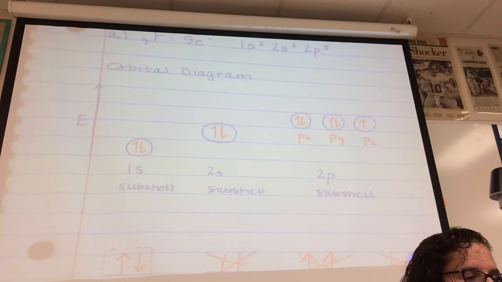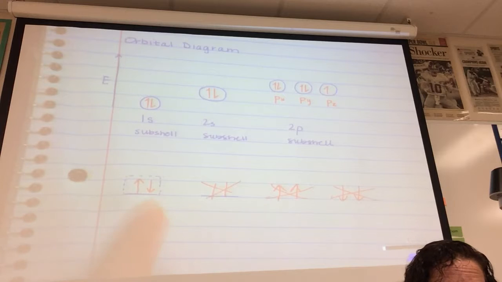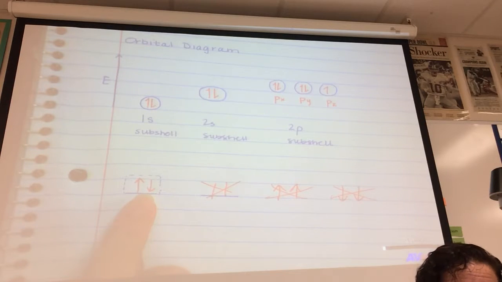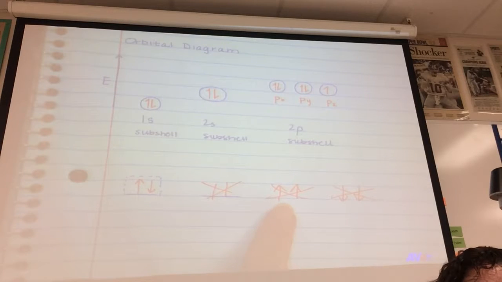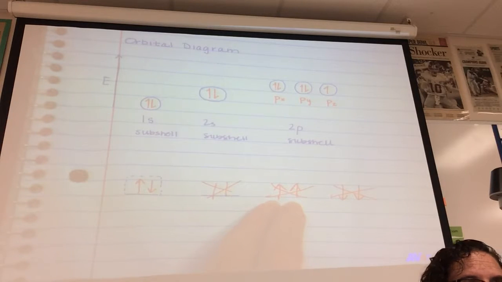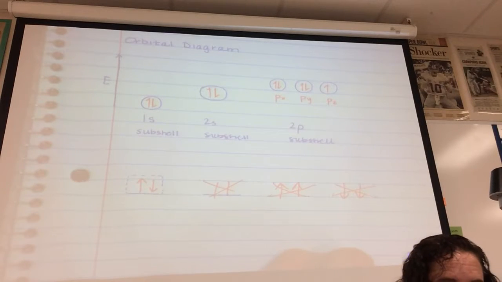Can't see anything. I made it so big. Sorry. So you can do this. You can do this. You can't do that. That's the Peanuts character stuff. You guys probably don't watch Peanuts, but it's so cute. You can't do arrow up, arrow up. That violates what? Pauli's exclusion principle. Can't do arrow down, arrow down. That too violates Pauli. Alrighty?